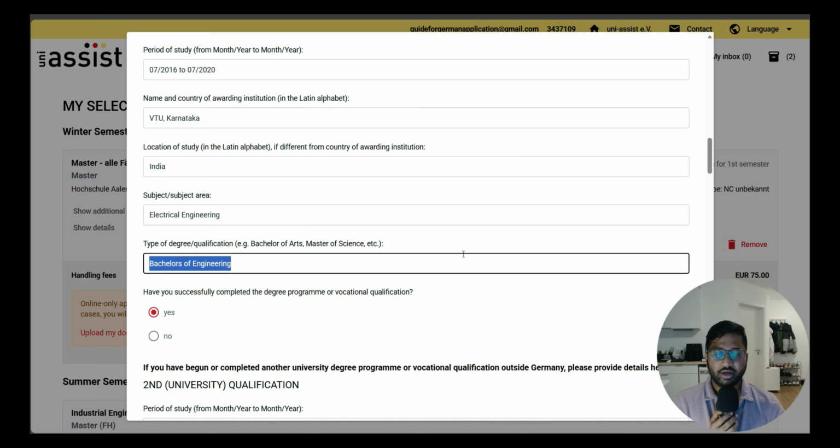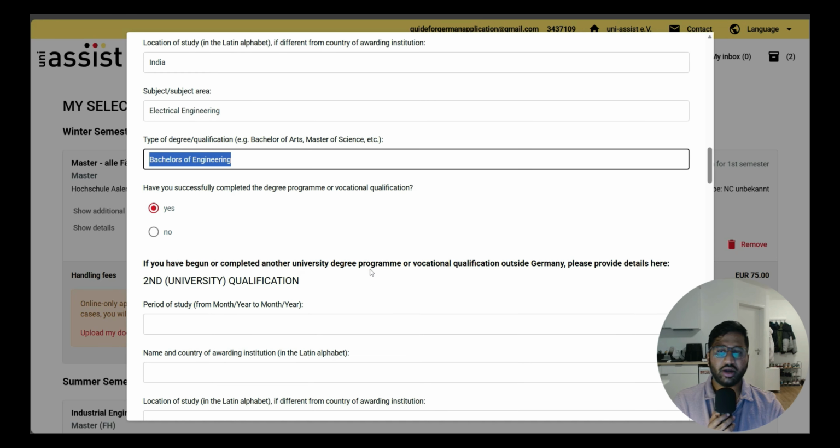People usually get confused with the degree that they have got. Not everybody's degree will be Bachelor of Engineering. So please make sure to write the degree that you were awarded based on the information from your degree certificate. For sure it would be mentioned in your degree certificate or in your transcript. So please go through it and get the correct degree information and also the subject area.